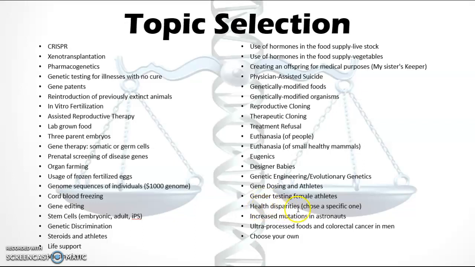There's a lot of health disparities out there, so if this is what you are into, you can choose a specific one, and that's what you will put. You won't put health disparities. Some new, if you're looking at current issues, so you can choose current issues. One are this increased mutations in astronauts. As they're studying those, they're figuring that out, or how ultra-processed foods correlate with colorectal cancer. Okay, so if you find some new topic or some current event and you are interested in pursuing it, please reach out and let me know.